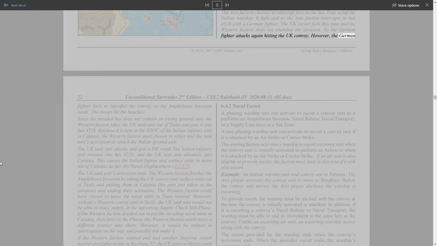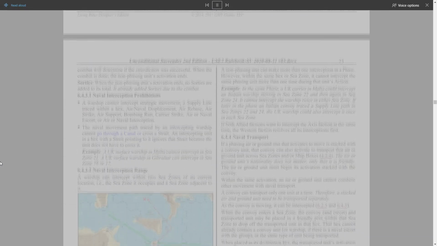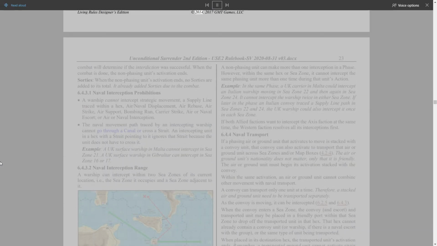However, the German 22 Unconditional Surrender 2 Any Edition Use 2 Rulebook SV the 31st of August 2020 v03.docx. Living Rules Designers Edition Copyright Symbol 2014, 2017 GMT Games, LLC.